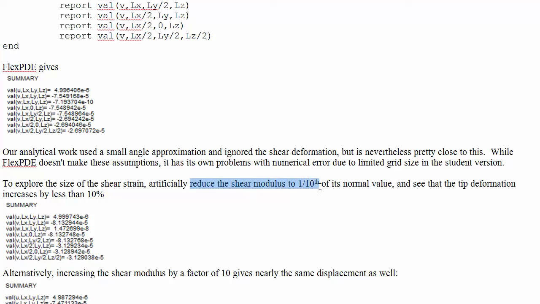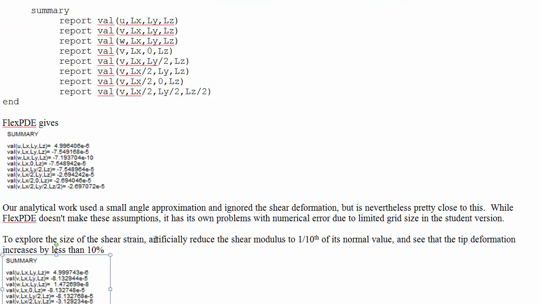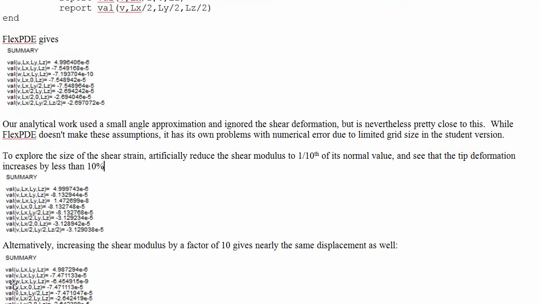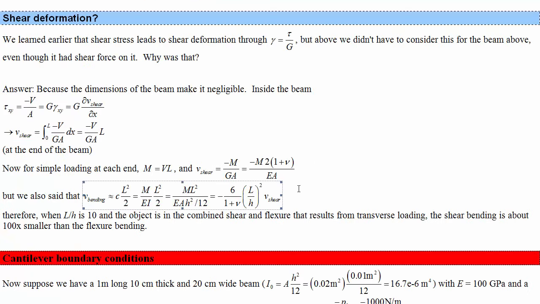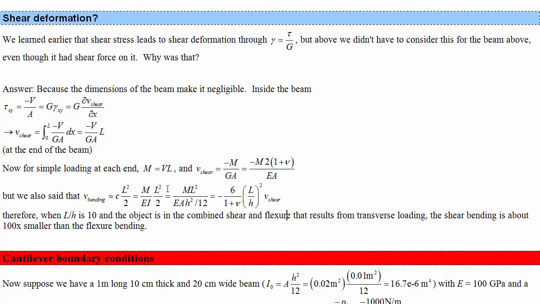Reducing it by a factor of 10 gives us maybe a 10% increase in the deformation at the end. So you can see that the shear deformation was about 1/100th of the bending deformation. That kind of makes sense from what we calculated in terms of the shear deformation here. Because the beam is 10 times as long as it is thick in this problem, we expect that the bending deformation is going to be about 10 squared times as much as the shear deformation.